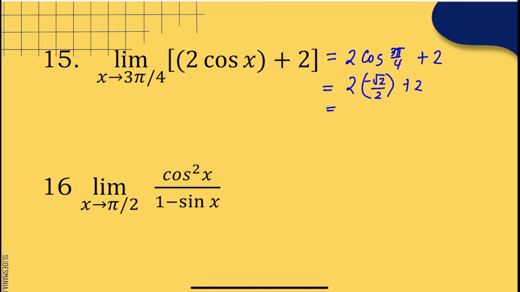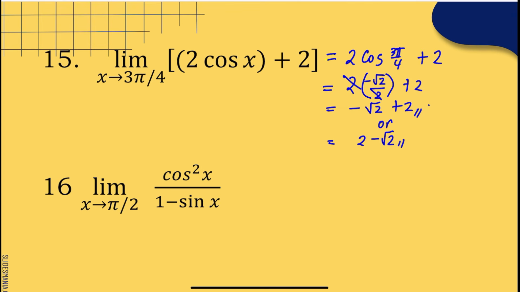Then multiply it by 2. Cancel 2. So this will become negative square root of 2 plus 2. This is now the answer. Or you can write 2 minus square root of 2. So that is the limit of 2 cosine x plus 2 where x approaches 3 pi over 4.